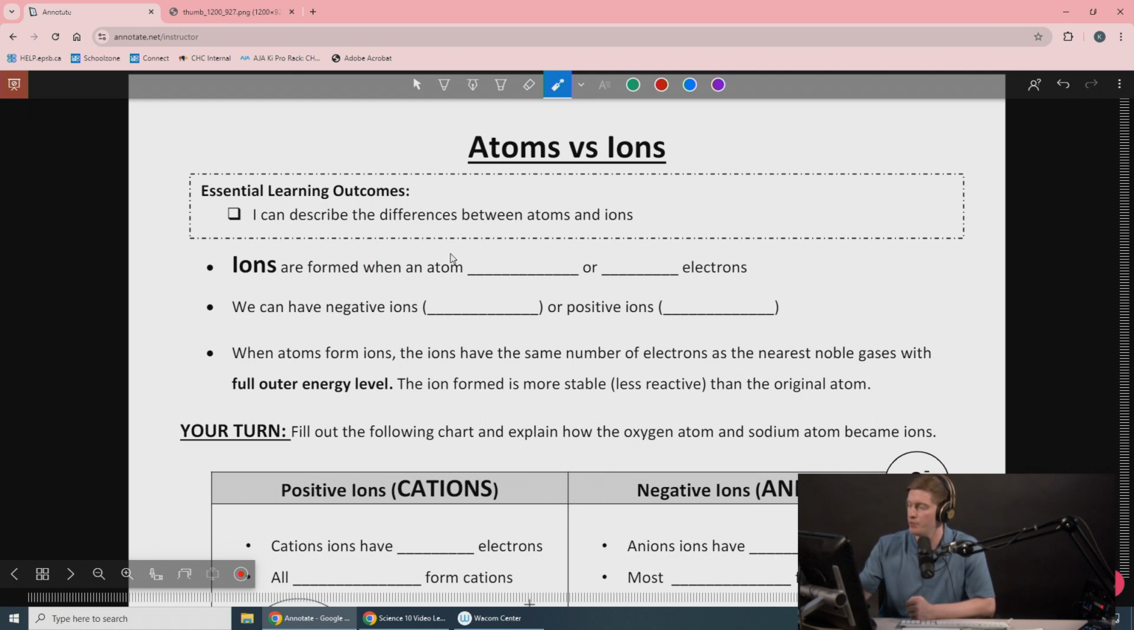Ions are formed when an atom either gains or loses electrons. We can have negative ions. We call these anions, and I'm going to be using the color blue for negative ions. Or we can have positive ions, which we call cations.